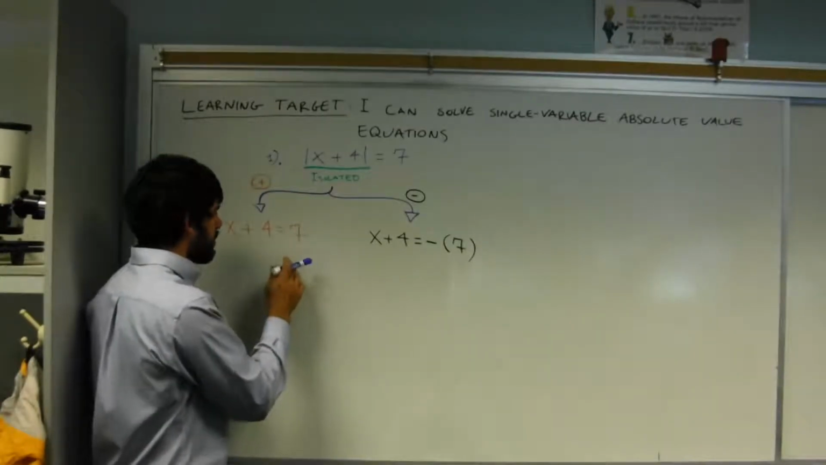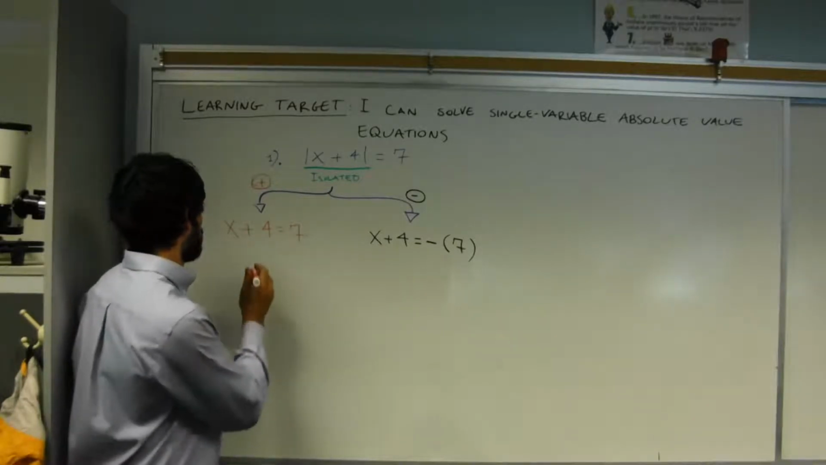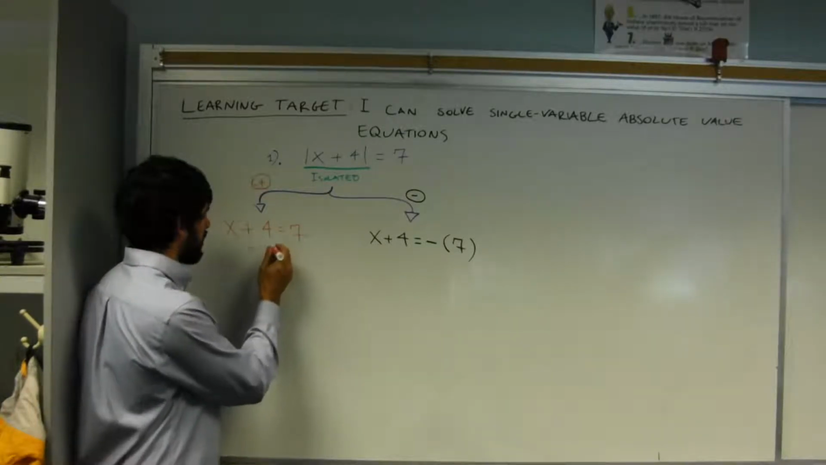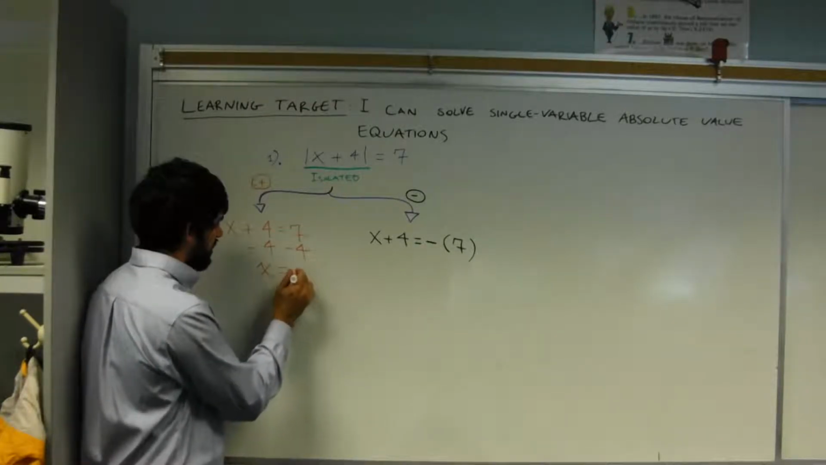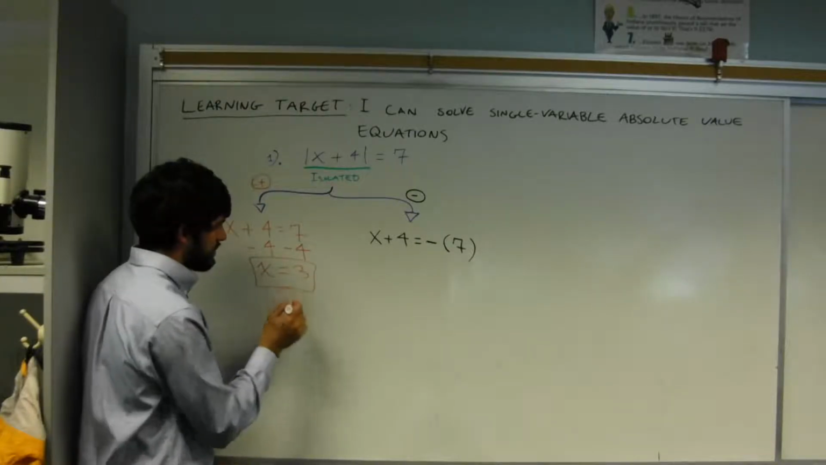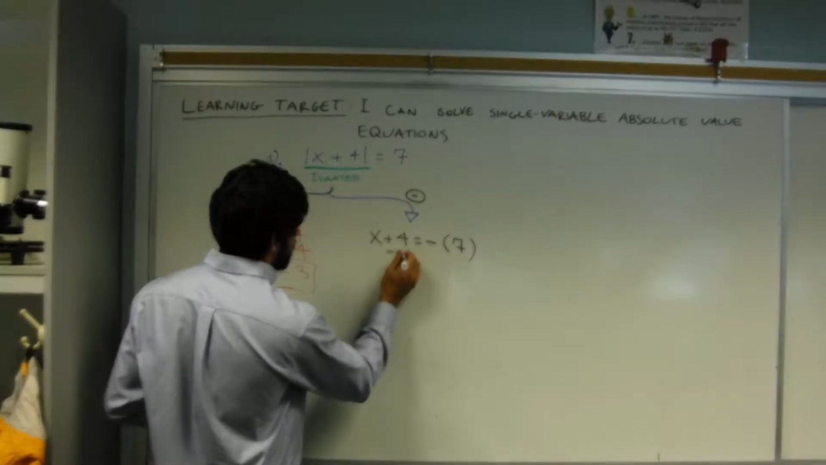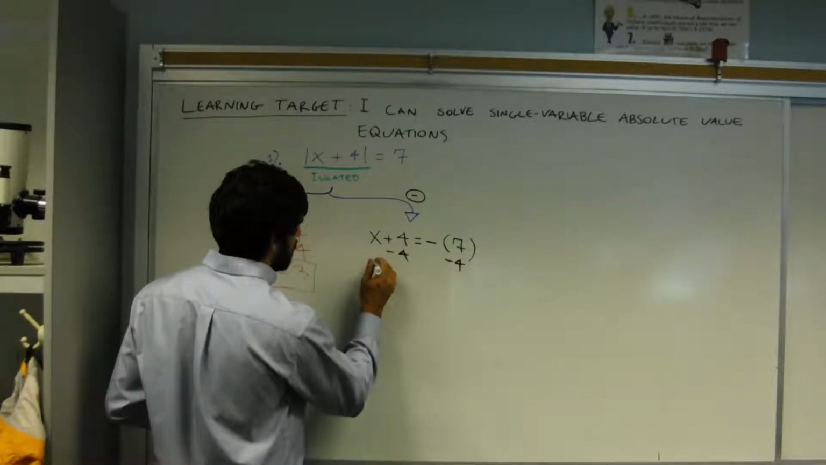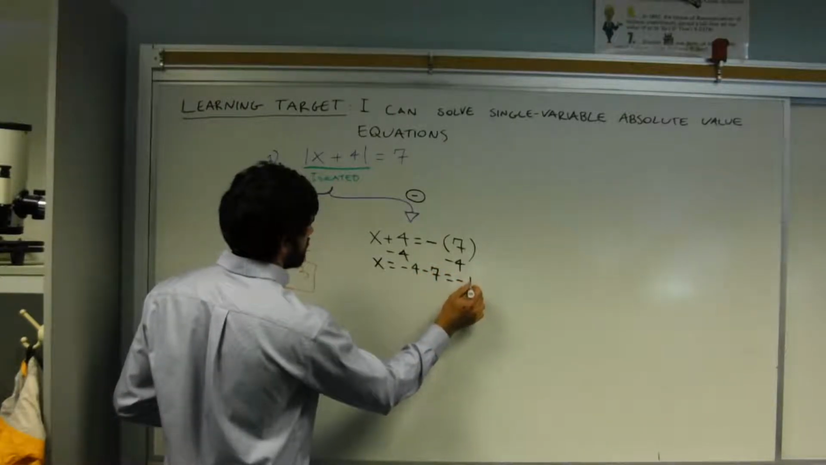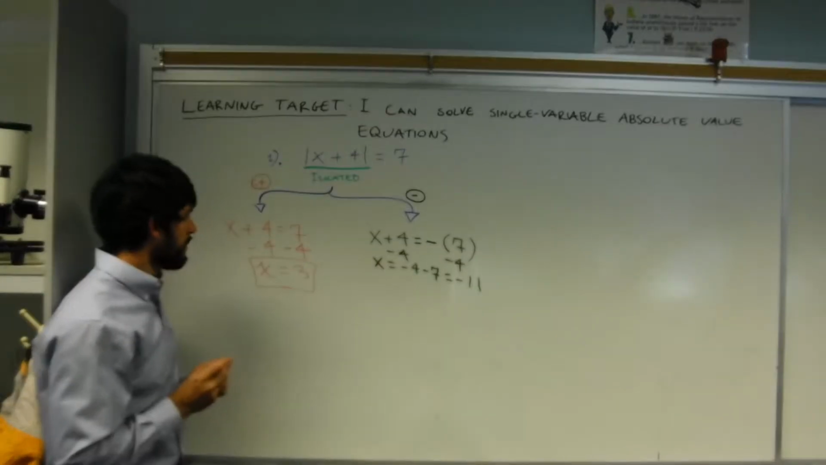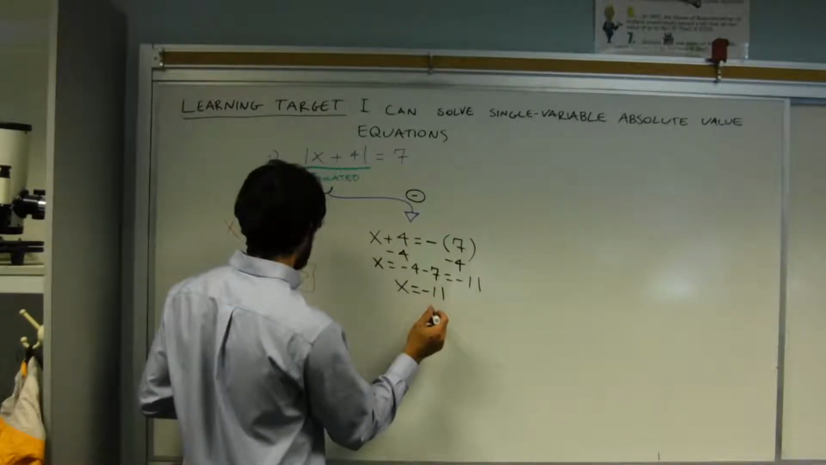And now that we have these two equations, we just solve each of them. So it's just like a regular equation. We subtract 4 from each side, and we get x is equal to 3. In our negative case, we're going to subtract 4 from each side. We get x is equal to negative 4 minus 7, which is equal to negative 11. So you notice that this problem has two answers.